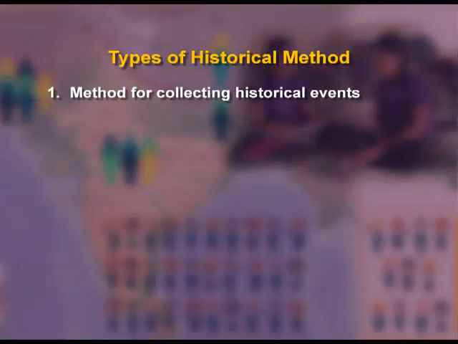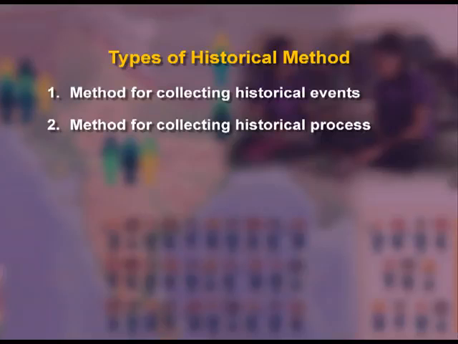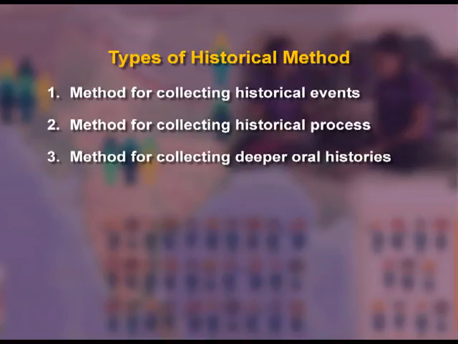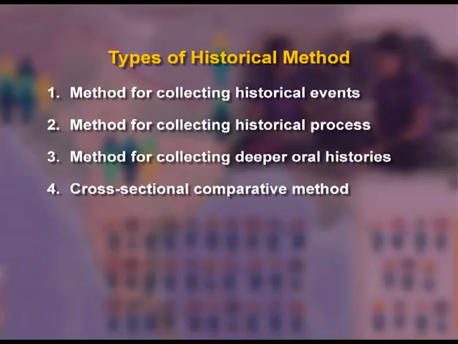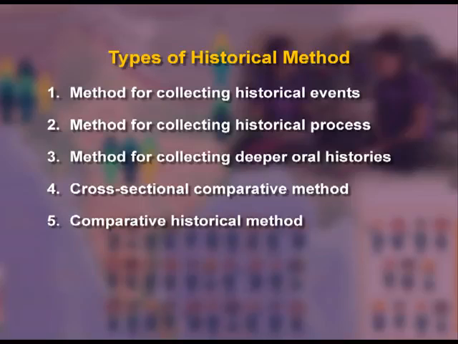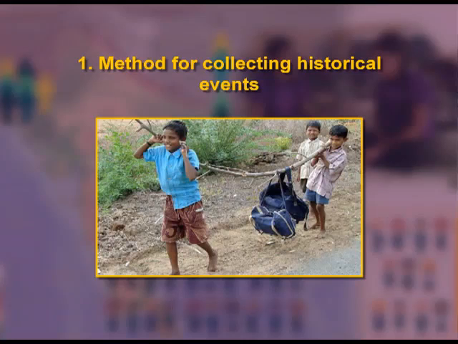First, method for collecting historical events. Second, method for collecting historical processes. Third, method for collecting deeper oral histories. Fourth, cross-sectional comparative method. Fifth, comparative historical method. First, method for collecting historical events. This type of historical method is used to collect particular data and examine particular events which occurred over short spans of time.